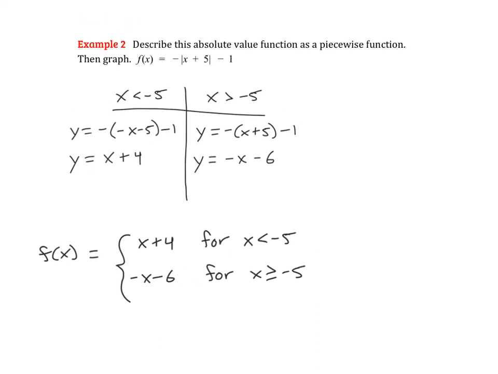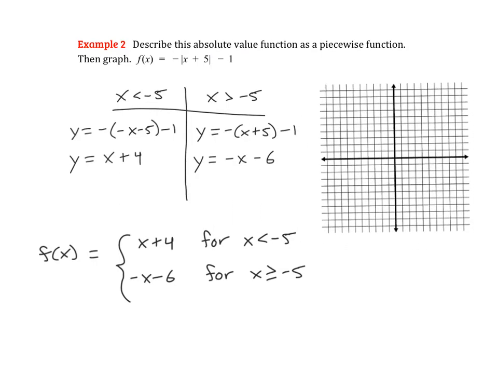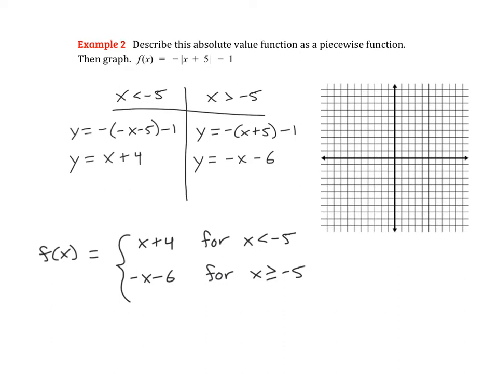And now all we need to do is sketch a graph. So again, for piecewise functions, we always start at our transition point. So I'm going to substitute -5 here. -5 + 4 is -1. So I have (-5, -1). And this portion of my function follows a slope of +1, which looks like this. So remember, we always read the slope going from left to right. So this has a slope of +1.